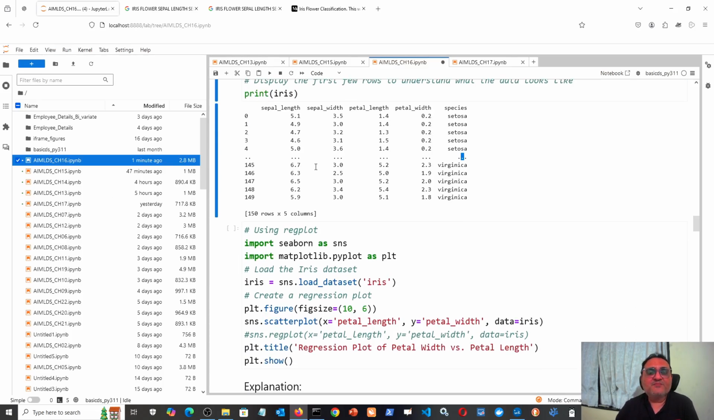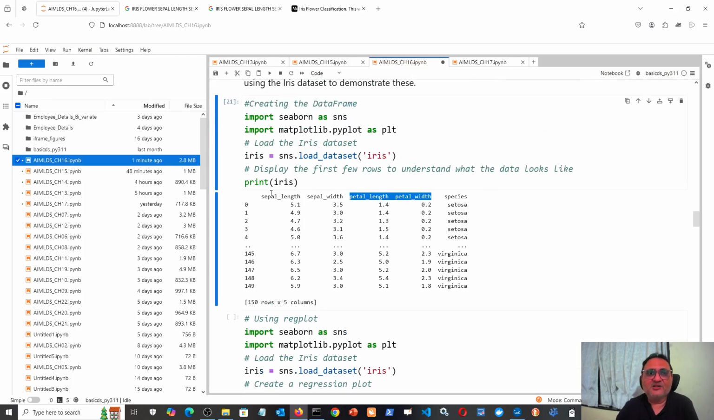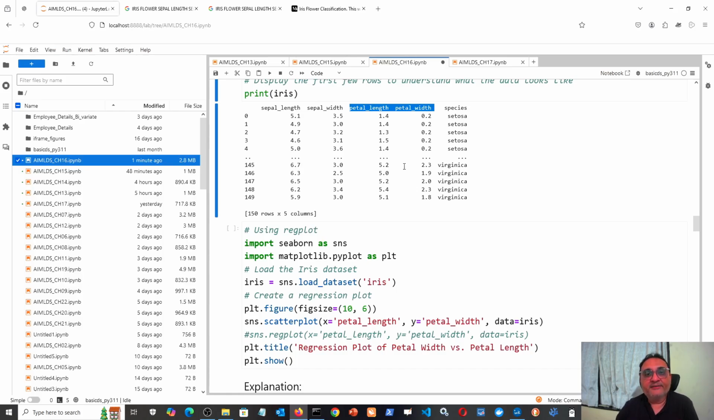At present, suppose I am just interested in two related features like petal length and petal width. I can drop the other columns: iris.drop sepal length axis equal to 1, then sepal width axis equal to 1, and species axis equal to 1. So these three columns will be dropped, and only two columns remain: petal length and petal width.